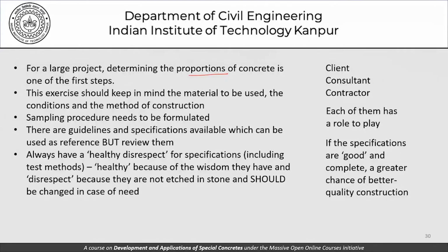Sampling procedures need to be formulated, reformulated. The guidelines and specifications for preparation of specimens, for carrying out quality control tests need to be reviewed, and the whole idea of a healthy disrespect. That is, if the existing methods don't work or they are not likely to work, they are not likely to be applicable to your conditions of construction, be free to change them.